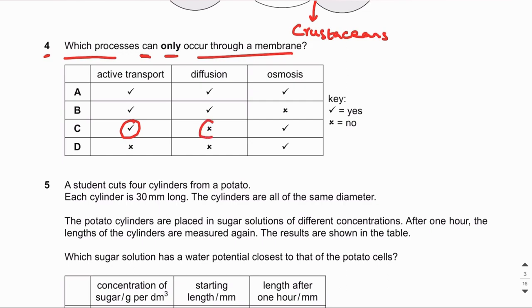Diffusion can occur with or without membrane. So if there is no membrane, diffusion will still occur, and diffusion can also occur through the membrane. Osmosis requires a membrane. Osmosis cannot occur without a membrane, because in osmosis there is only the flow of water molecules and not the solutes. So the partially permeable membrane will prevent the passage of solutes and will allow the water to move. So always remember this point, that active transport and osmosis can only occur through a membrane, whereas diffusion can occur with or without the membrane, right?